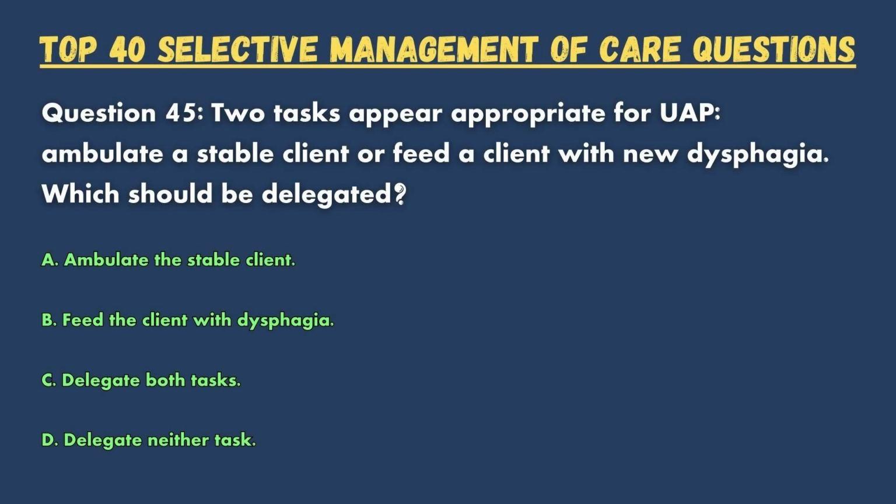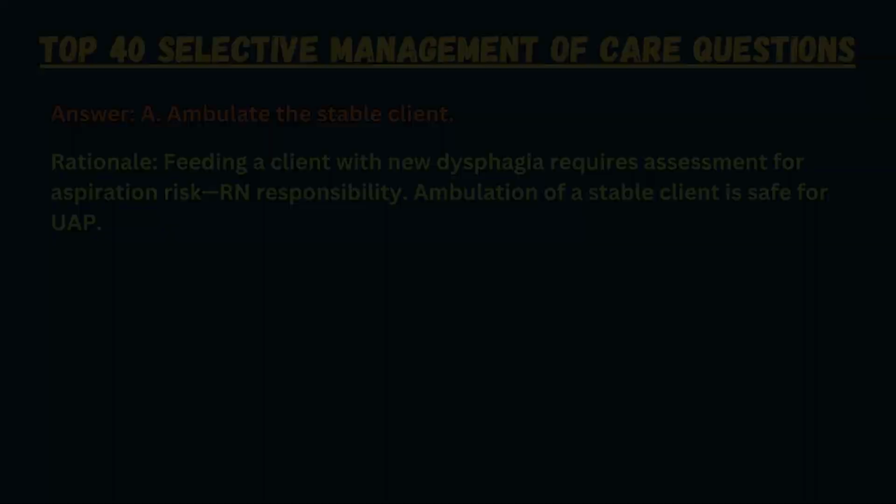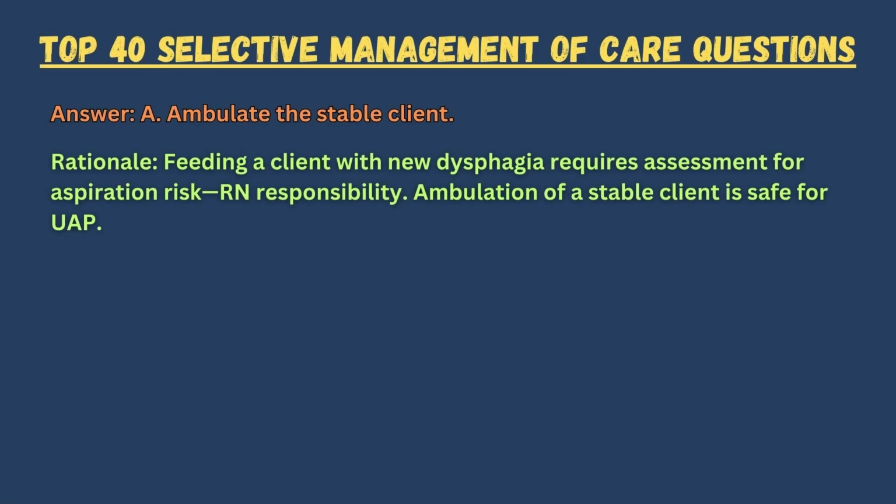Question 45. Two tasks appear appropriate for UAP. Ambulate a stable client or feed a client with new dysphagia. Which should be delegated? A. Ambulate the stable client. B. Feed the client with dysphagia. C. Delegate both tasks. D. Delegate neither task. Answer: A. Ambulate the stable client. Rationale: feeding a client with new dysphagia requires assessment for aspiration risk, an RN responsibility. Ambulation of a stable client is safe for UAP.